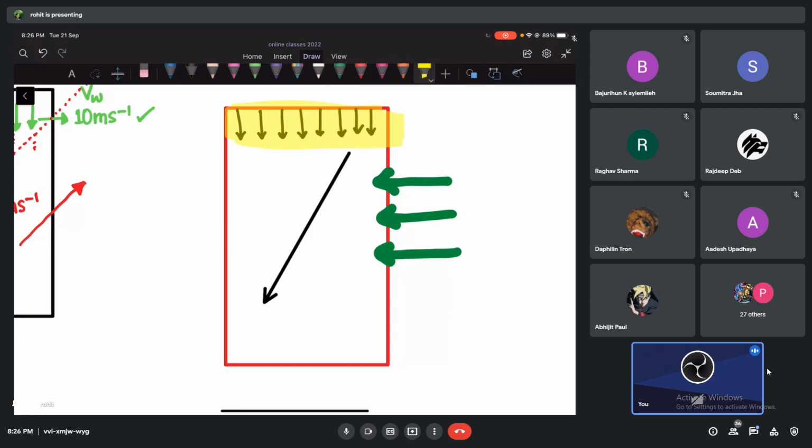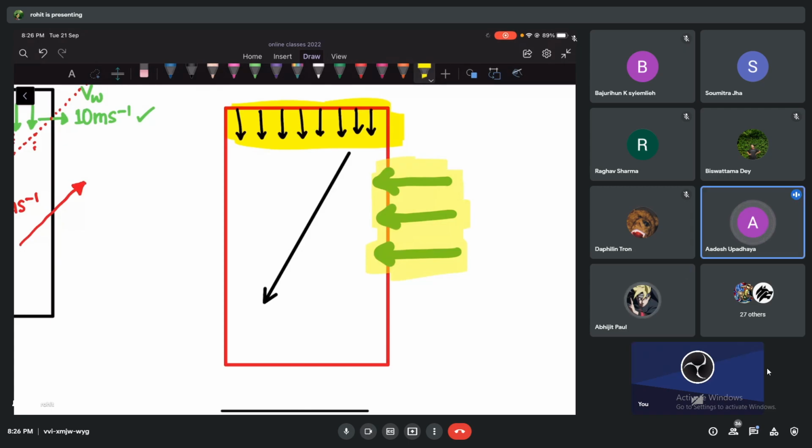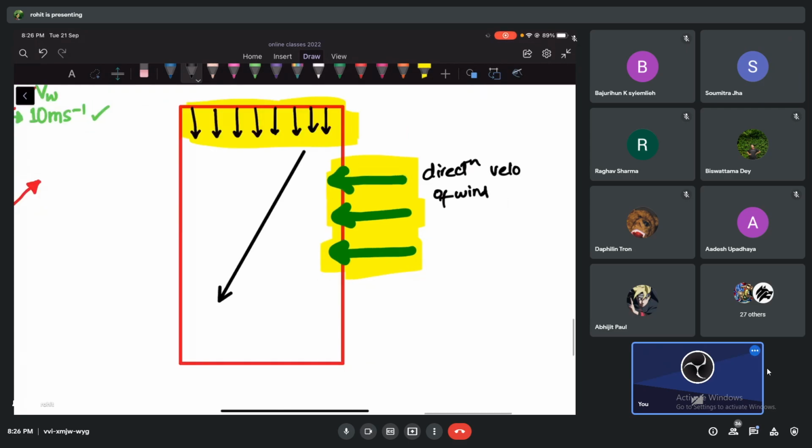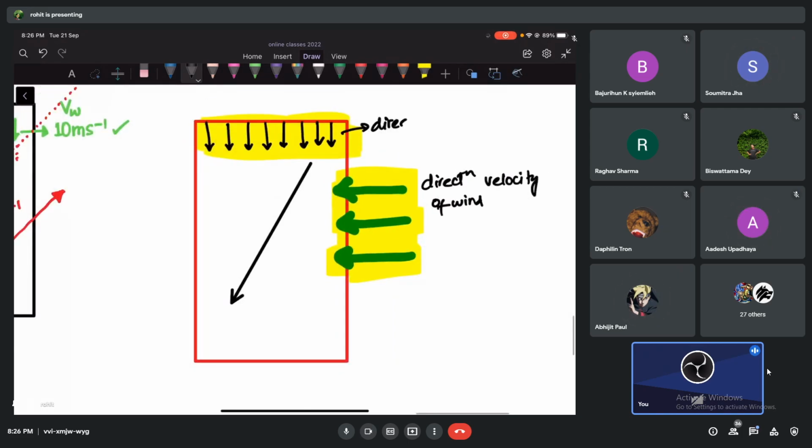So what is this? This is the direction of what? This is the direction of velocity of rain. And what is this? Direction of wind. Direction of air. Very good. Actually, this is the direction of velocity of wind, right? Yes, sir. And this is the direction of what? Velocity of rain.